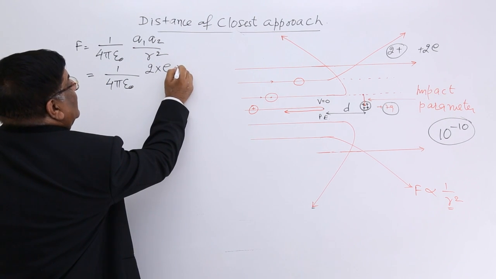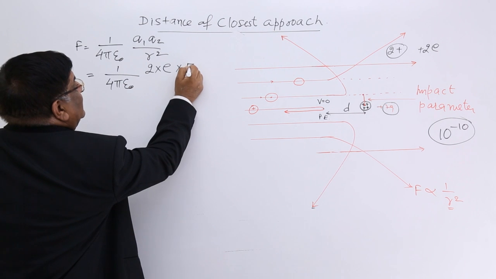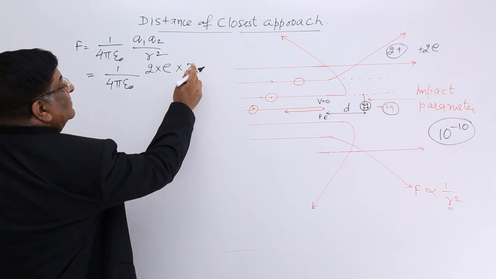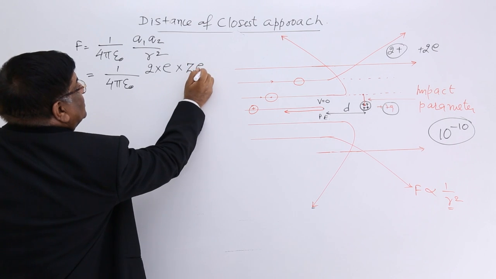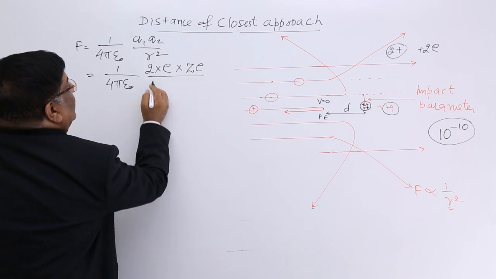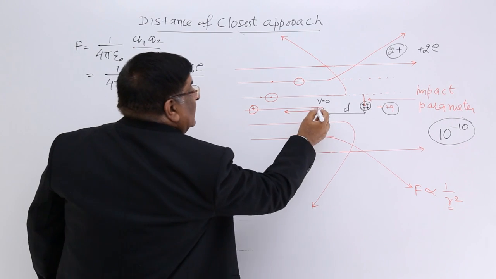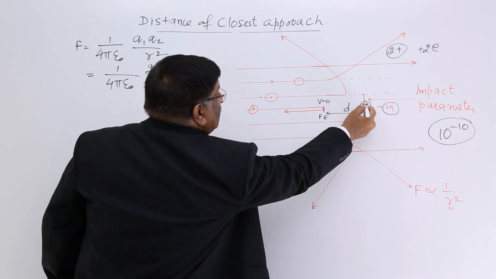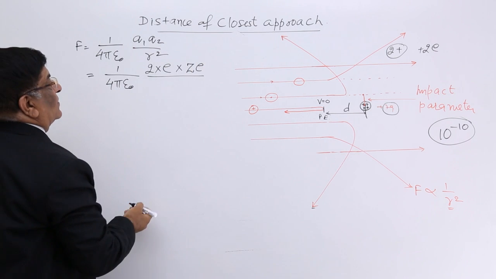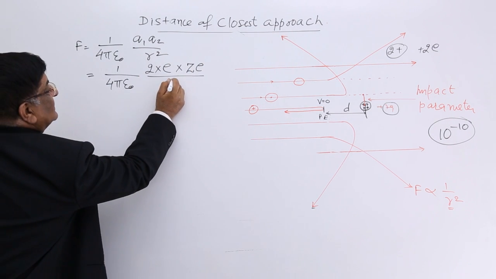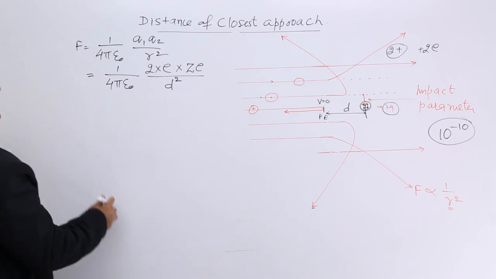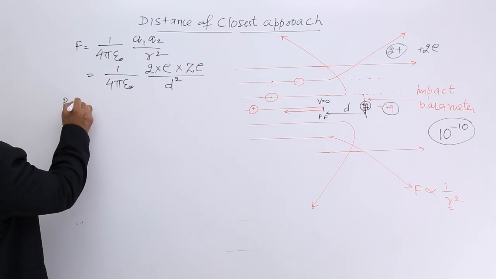So this we can multiply with Z, that is the number, multiplied by charge, Z times E. This is to be divided by this distance. We go for this particular case, and what is this? This is the distance of closest approach. So this is d square. Okay, what is the potential energy at this time?